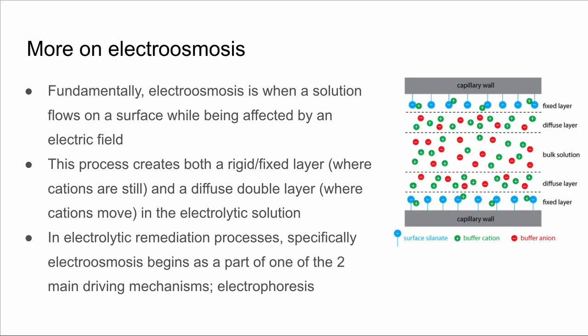At its most basic level, electroosmosis is when a solution flows on a surface while being affected by an electric field. It makes both a diffuse double layer and a rigid/fixed layer inside of the electrolytic solution. As mentioned previously, electroosmosis is mainly a part of the electrophoresis process. The cartoon on the right shows how ions move during electroosmosis, and you can pause to look at it more if you would like to.